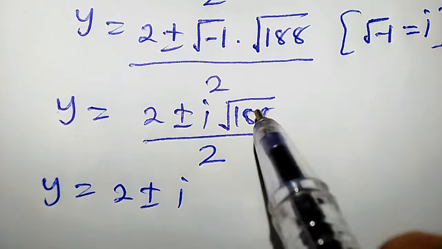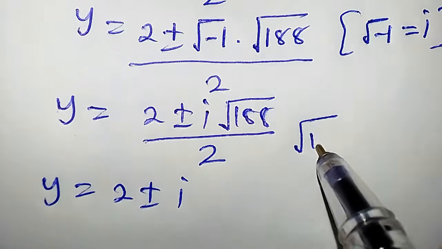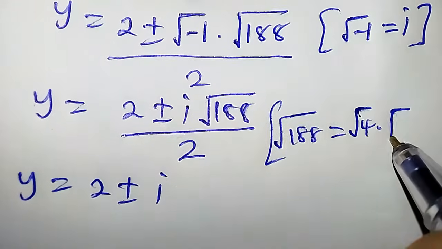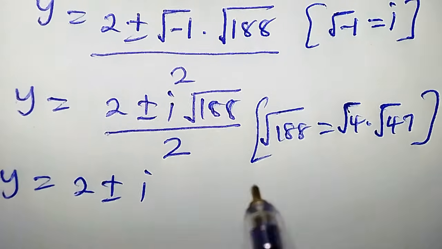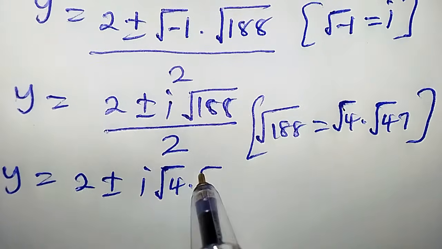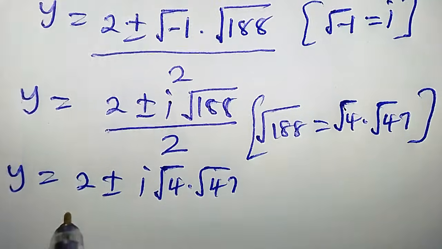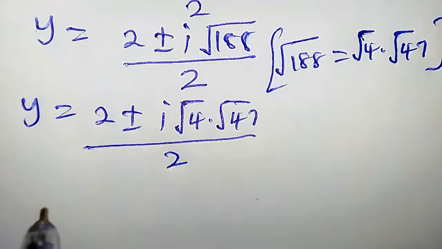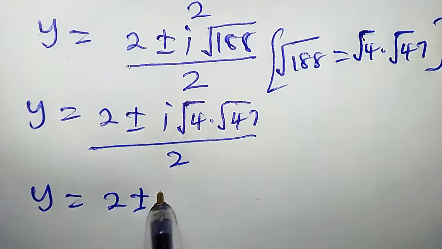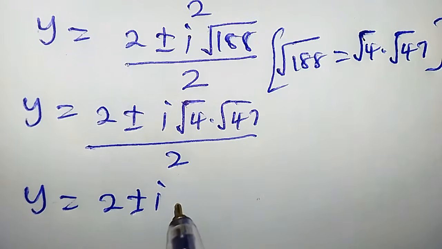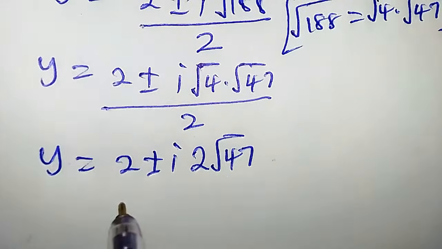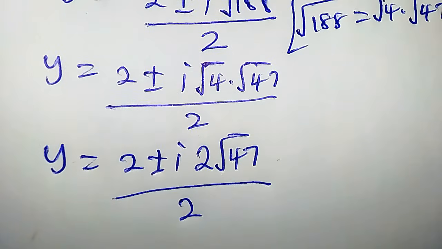We can also rewrite square root of 188 as square root of 4 times square root of 47. So this becomes square root of 4 times square root of 47, divided by 2. Let's continue. y equal to 2 plus or minus i. What is square root of 4? That is 2 times square root of 47, divided by 2.